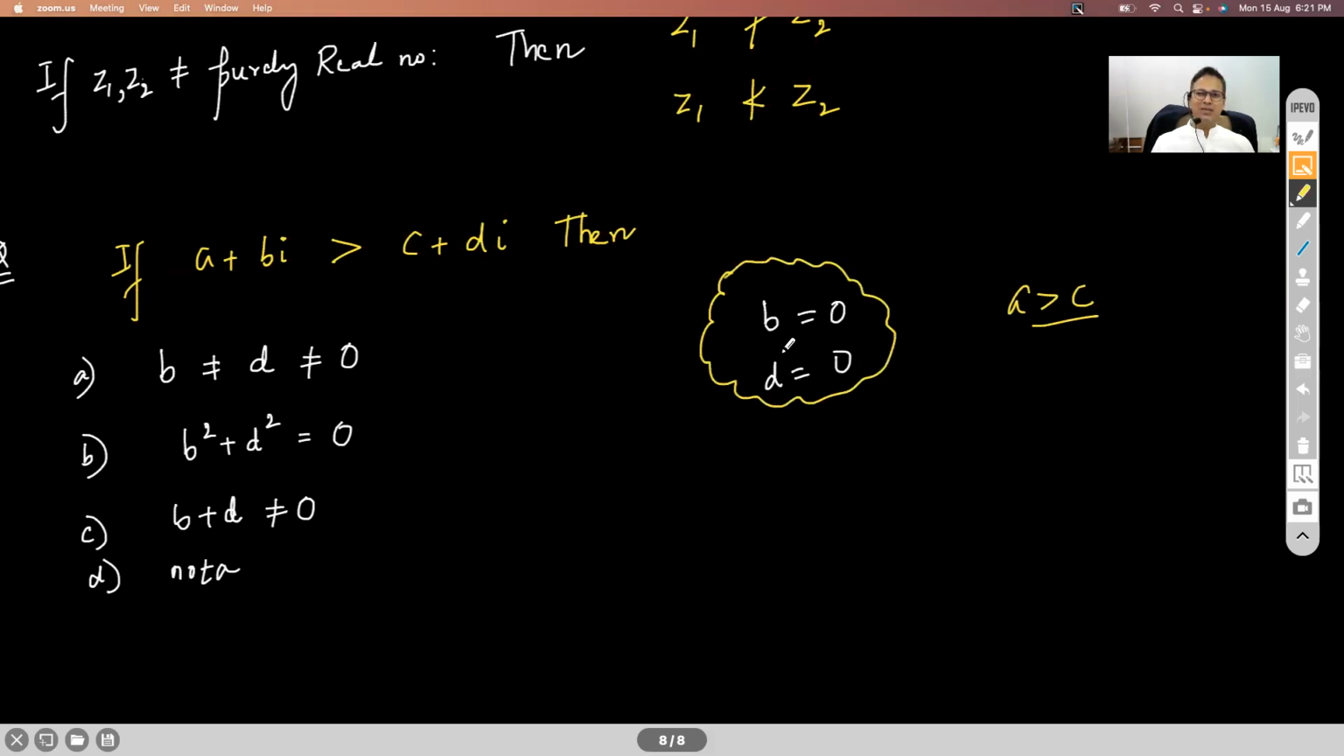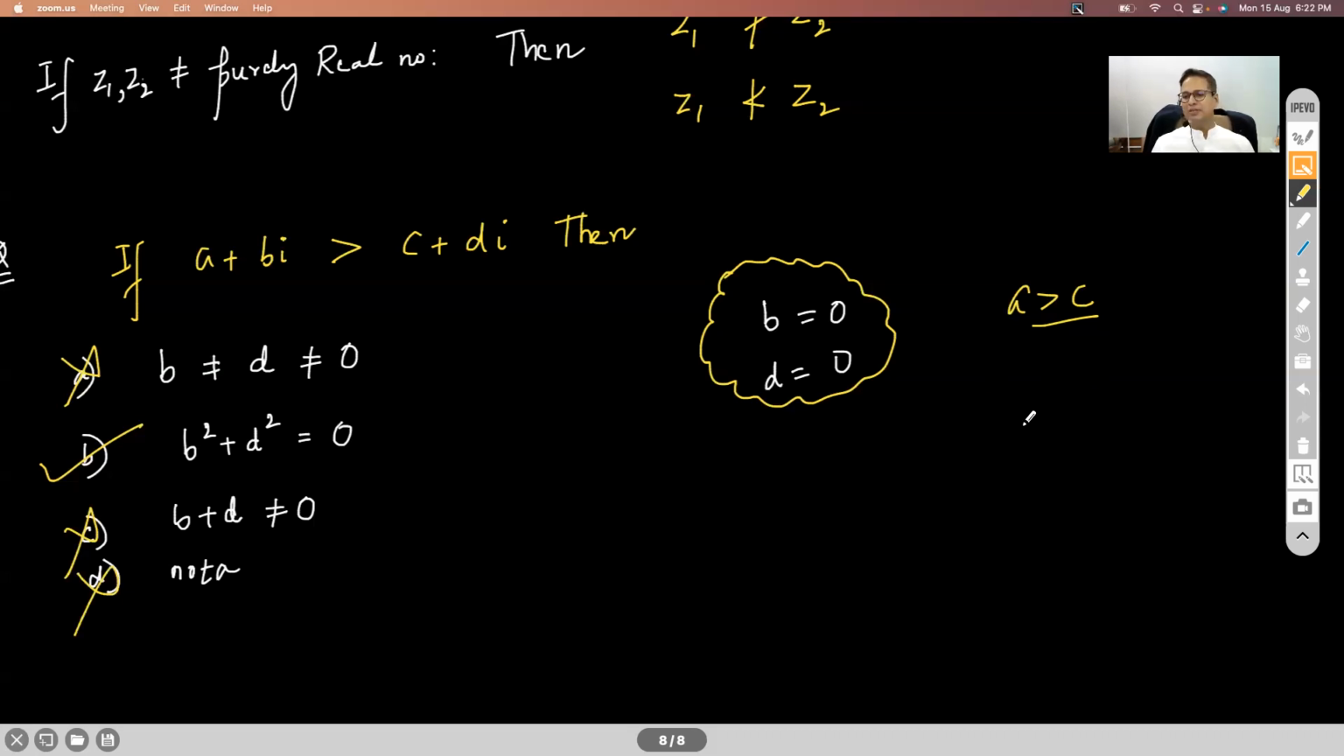So keeping this in mind, which option is basically correct? Is this first option correct? B not equal to D not equal to 0? No, that is not correct. Here B and D should be equal. B square plus D square is 0. Yes, this will be valid because if both of them are 0, even their squares will be 0. B plus D will not be 0. No, if they both are 0, their sum will be 0. Right? So this is also not correct. And of course, one of them is correct. So Nota is also not correct.